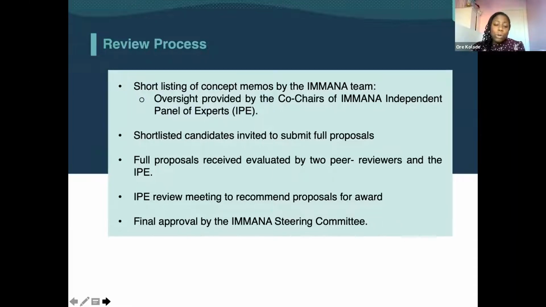And then we have the full proposal stage. Concept notes which make it to the full proposal stage will be assessed by 2 peer reviewers and 2 IPE members. That will be followed by an IPE panel meeting where each proposal will be discussed in detail. Usually we have 2 discussants and 2 people who've actually read and reviewed it and scored. And then they will present the final recommendations to the steering committee, who will give the final approval on the awards which will be selected.